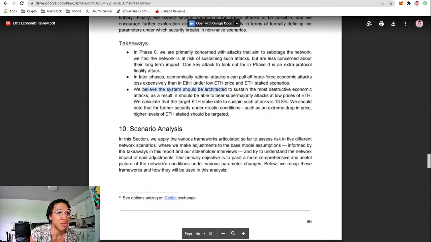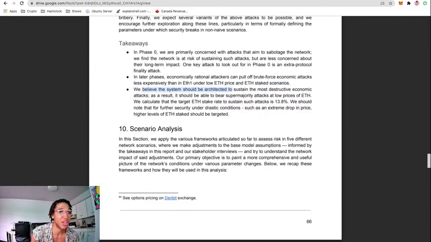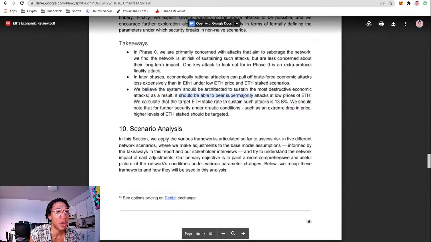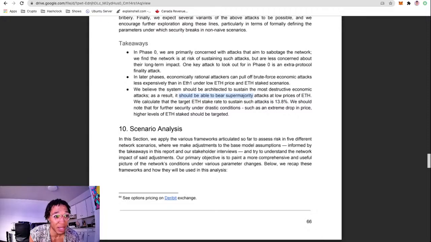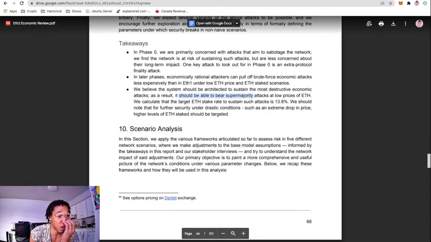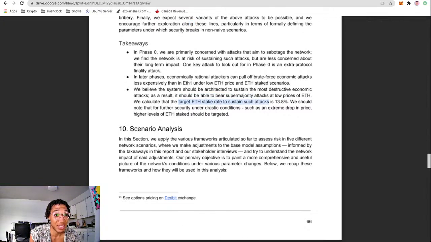We believe the system should be architected to sustain the most destructive economic attacks. As a result, it should be able to bear supermajority attacks at low prices of ETH. We calculate that the target ETH stake rate to sustain attacks is 13.8%. So if we hit that percent, low ETH prices shouldn't matter as much in terms of security. We should note that for further security under drastic conditions, such as an extreme drop in price, higher levels of ETH stake should be targeted.